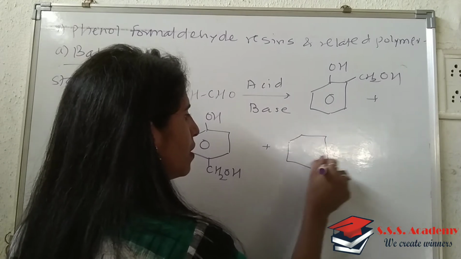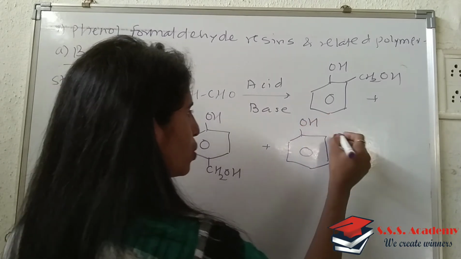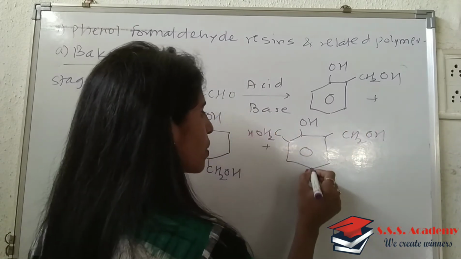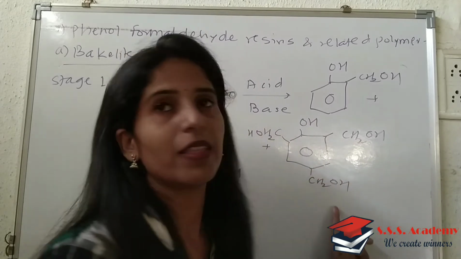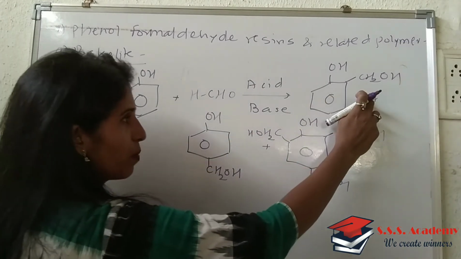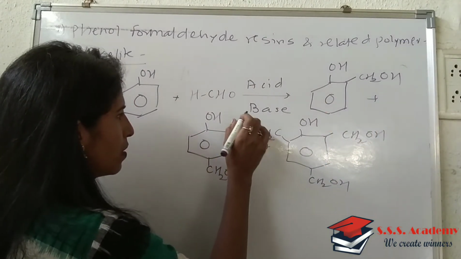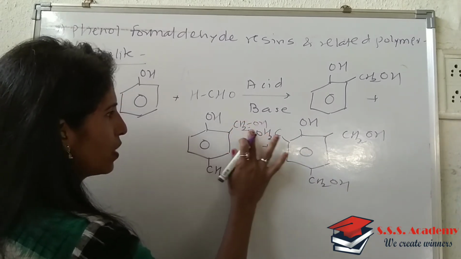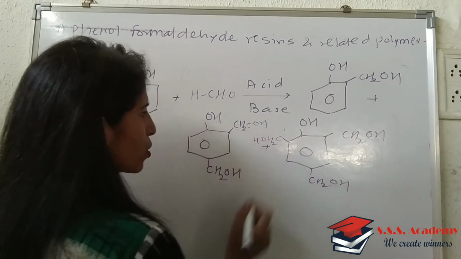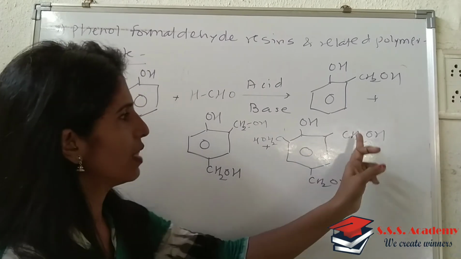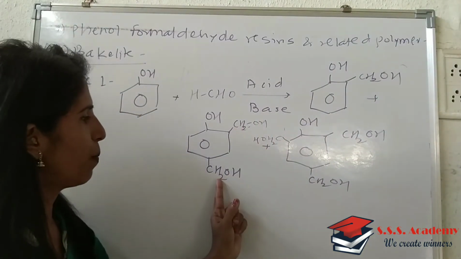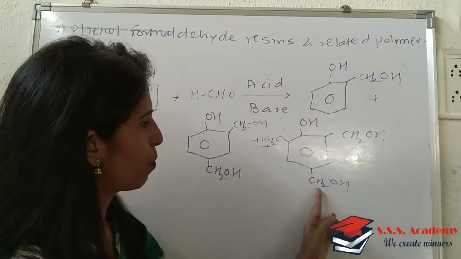And next you will write this is OH. This is CH2OH at both ortho positions, and the next forthcoming at the para position. So here you will write CH2OH. So at ortho position again we are having CH2OH group, this ortho and para methyloyl phenol, and this is ortho para trimethyloyl phenol. So this is orthomethyloyl phenol, this is ortho para dimethyloyl phenol, and this is ortho para trimethyloyl phenol.